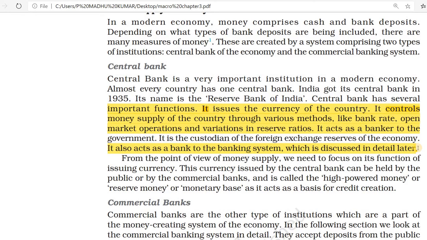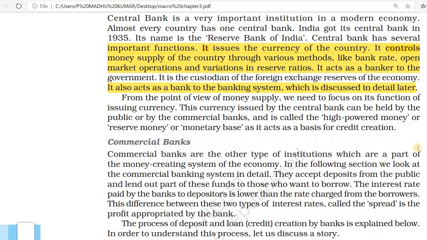That is, the commercial banks can approach RBI for loans. Another function is clearing houses. RBI acts as a clearing house, meaning transfer and settlement and claim settlements of commercial banks. That is the reason we call the central bank a clearing house.